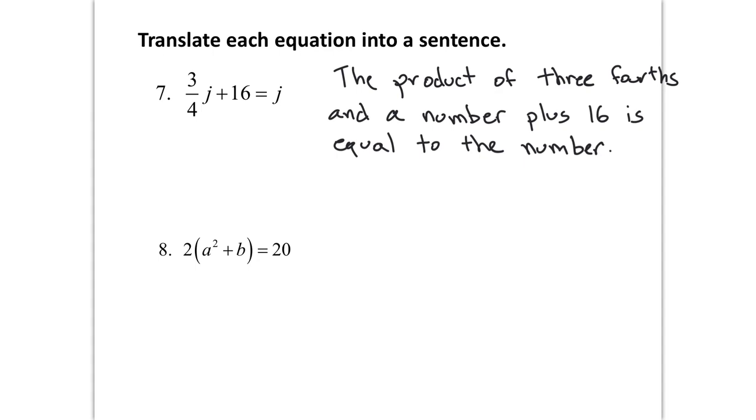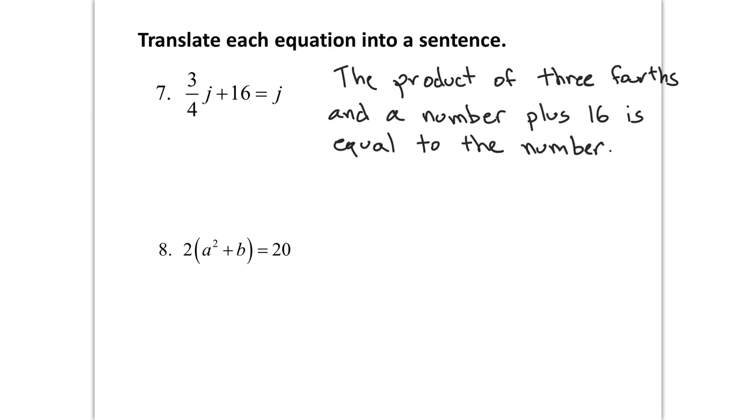Now, you can also use j. Instead of using a number, you can actually say j. So we can say the product of 3/4 and j plus 16 is equal to j. So you can also use the actual variable you see, or you can use a number to represent that variable.